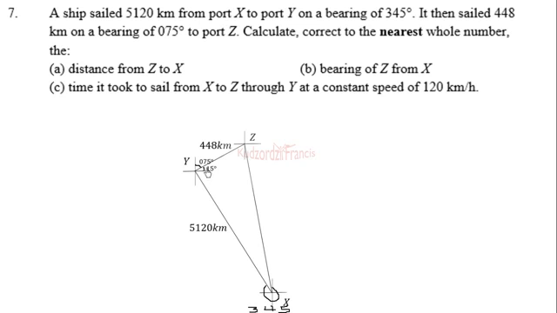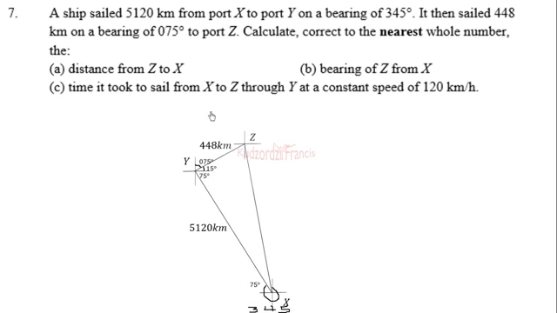Then we also have that this is 345, so we subtract 270 from 345 to get the 75 degrees over here, and using the alternate interior angle, this angle is also 75. So you can see that this whole angle here is 90, because 75 plus 15 is 90, telling us that triangle XYZ is a right angle triangle.